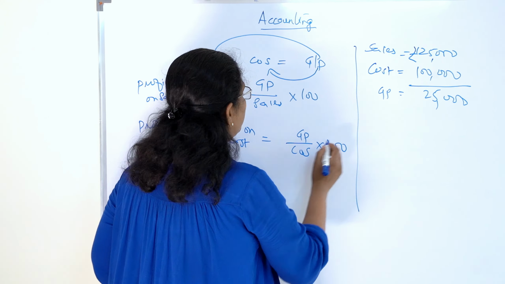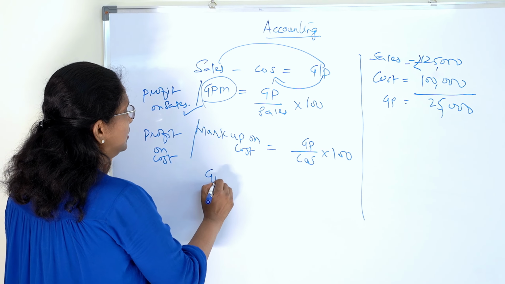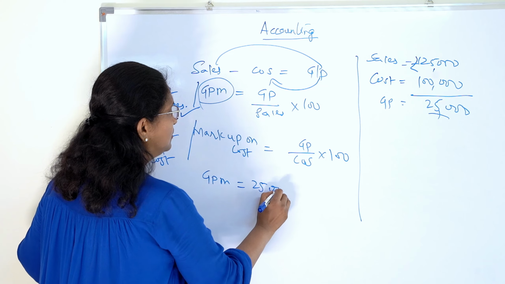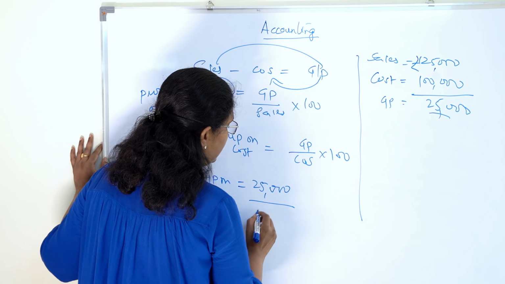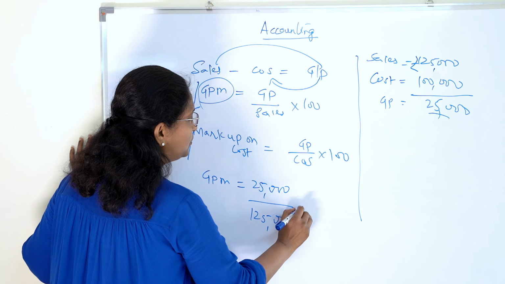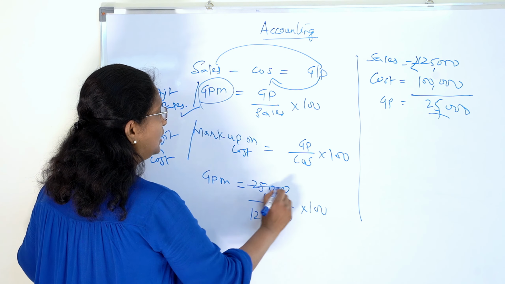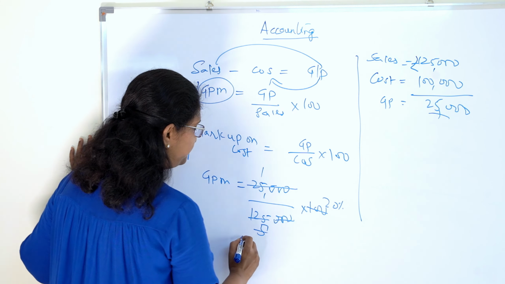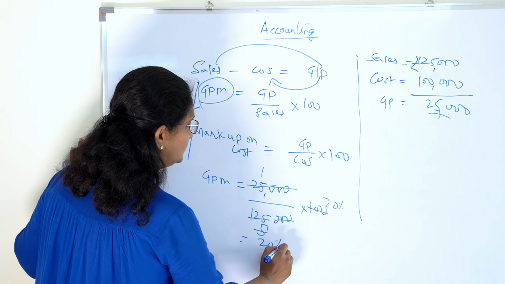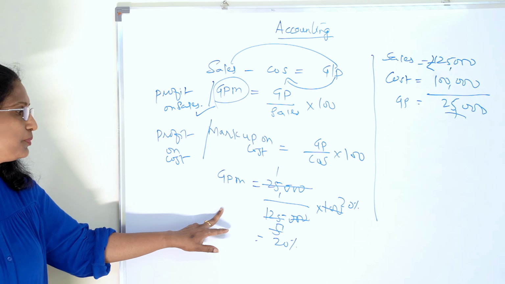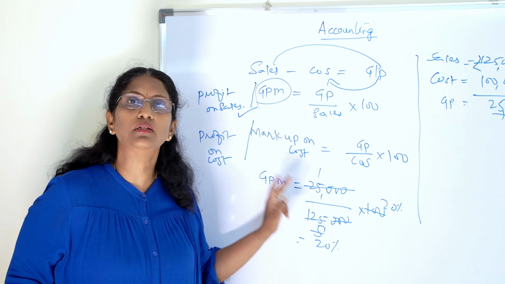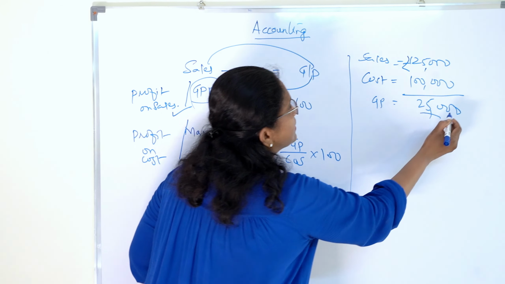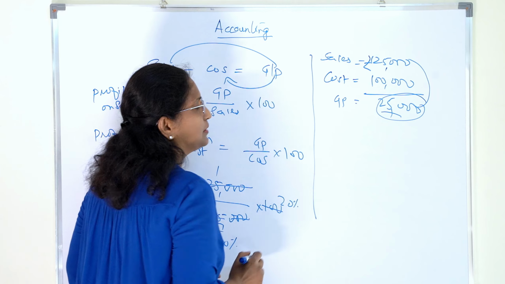It's very simple, right? Now, how will I calculate profit on sales or gross profit margin? If I want to calculate gross profit margin, I'll just put the formula. GP margin is equal to, what is my gross profit? 25,000. And what is my sales? That is 125,000, into 100. So if I calculate here, 1/5 is 20%. So what is my GP margin? It's 20% or 1/5 on sales. This profit is 1/5 on sales.